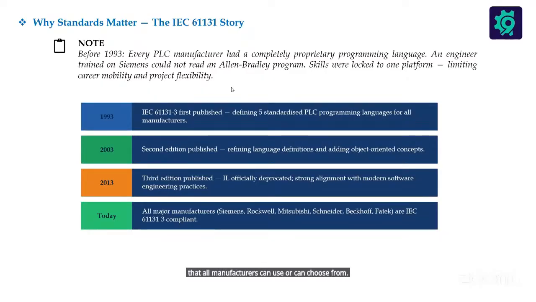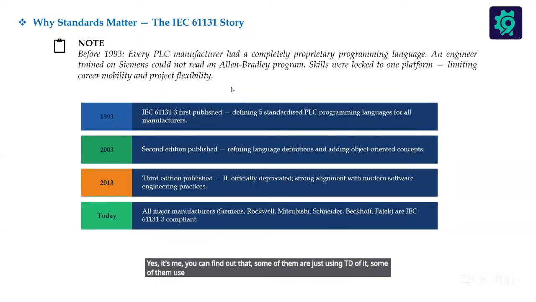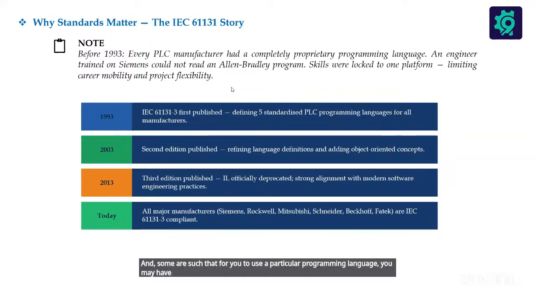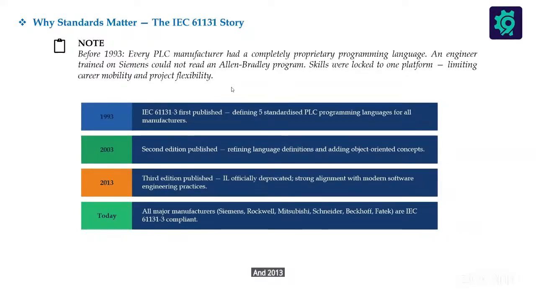Be that as it may, you can find that some manufacturers use just 3 of them, some have all of them available, and for some, to use a particular programming language you may have to do a separate installation. In 2003, the second edition was published, refining the language definition and adding object-oriented concepts, and the 2013 third edition officially deprecated IL, with strong alignment with modern software engineering practice.